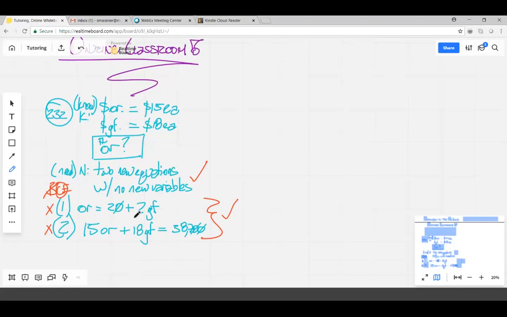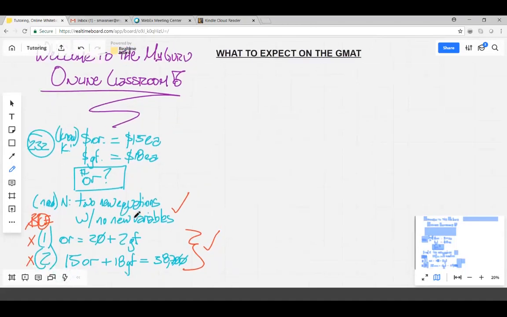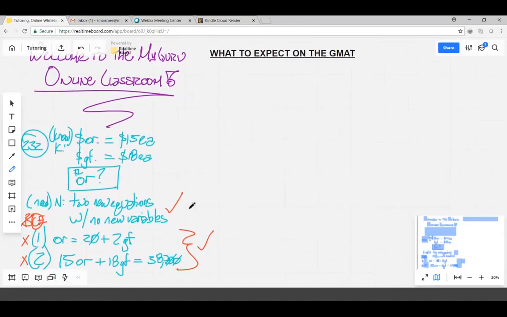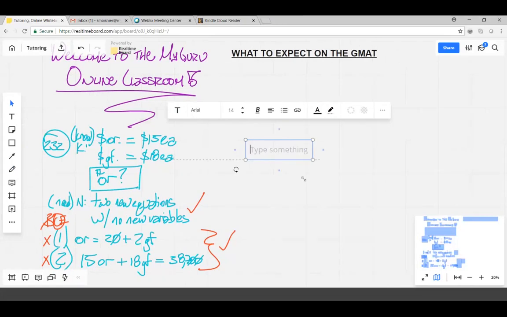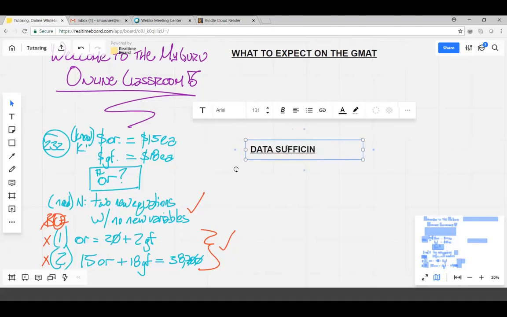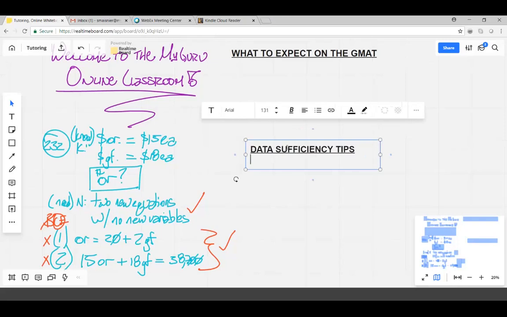And really, it's mainly around the idea of focusing on the organization. So if we just wanted to pull out some data sufficiency tips, for example, just here, draw this out a little bit bigger there. So our data sufficiency tips, whoops, can't spell sufficiency. So first is make sure that you have consistent organization.